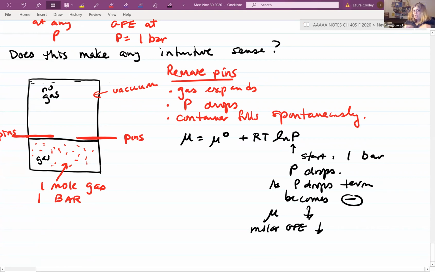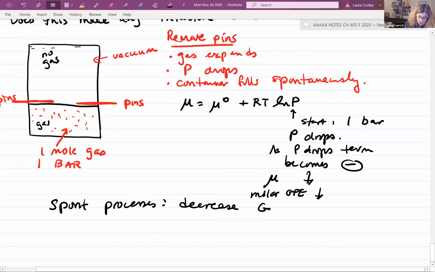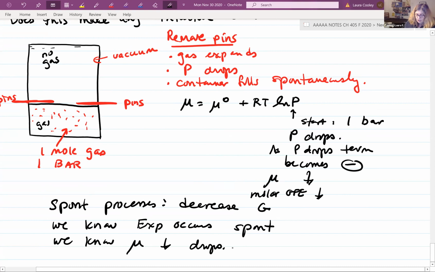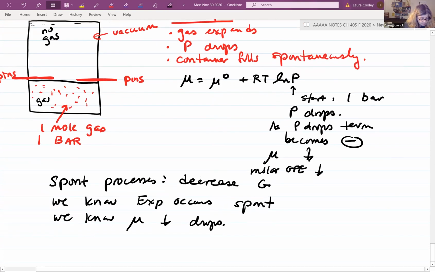We have something that we know is going to happen spontaneously, and we know that spontaneous processes decrease the Gibbs free energy. We know that expansion occurs spontaneously into a vacuum, and we know that mu drops. So it seems like, if this mu is really a Gibbs free energy, then it should go down with a spontaneous process. So it seems like here we have an example.